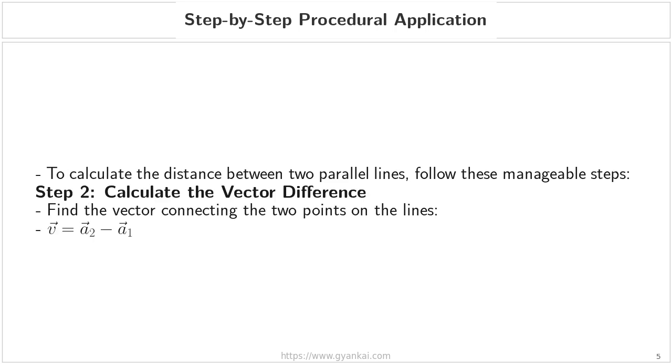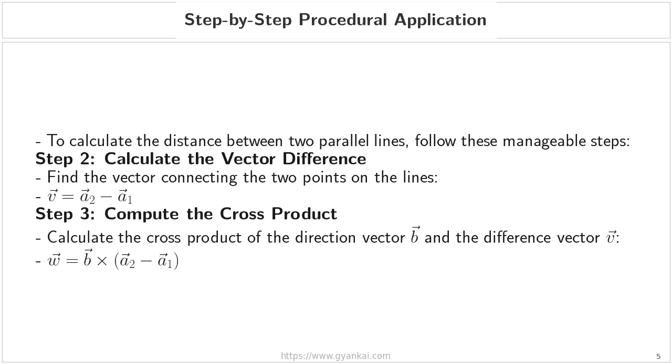Step 2. Next, we need to find the vector difference. We want to find a vector that connects a point on the first line to a point on the second line. To do this, simply subtract the first position vector from the second. We can represent this new vector, v, as a2 minus a1.